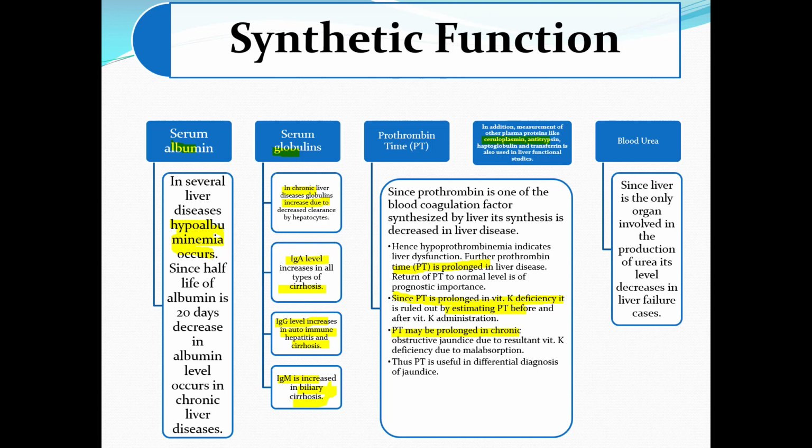There are other proteins like ceruloplasmin, antitrypsin, haptoglobin, and transferrin also in liver function studies. Blood urea: the blood urea concentration is decreased in cases of liver failure, hepatocellular, because ammonia cannot be converted to urea. So ammonia concentration will increase in hepatocellular diseases.